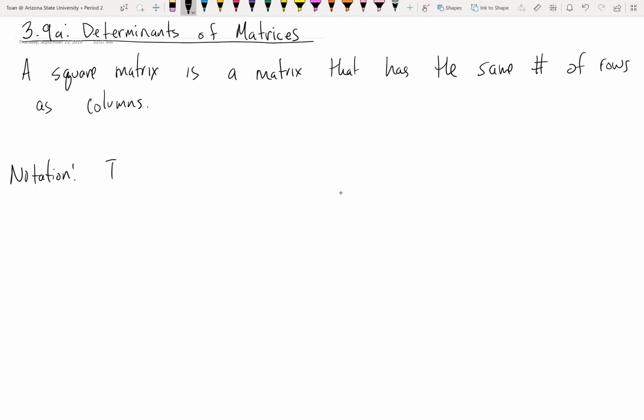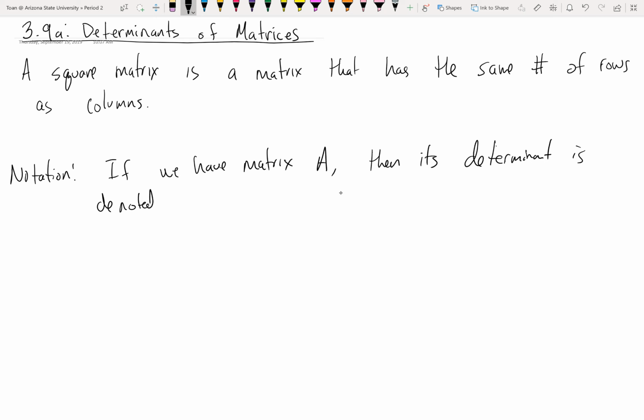Notation. Right. If we have matrix A, then its determinant is denoted by, determinants have many different notations. We can abbreviate det parentheses A, or we can drop the parentheses altogether, or you can use vertical bars.